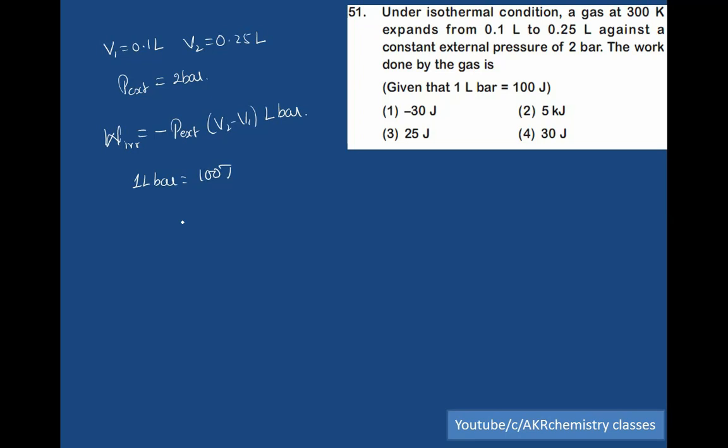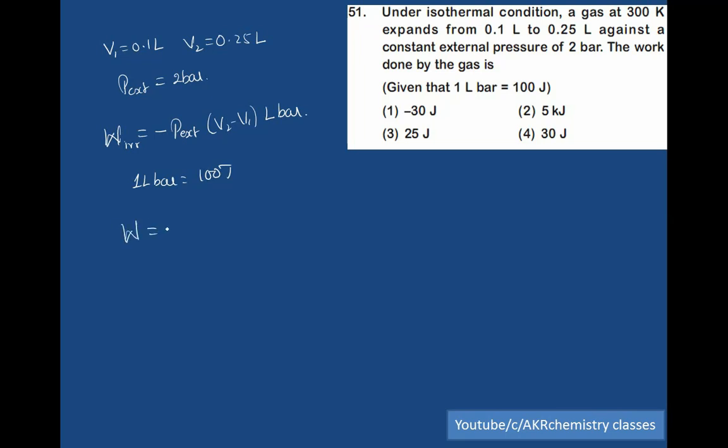Next question is, under isothermal condition a gas at 300 Kelvin expands from 0.1 liter to 0.25 liter, V1 0.1 liter, V2 0.25 liter, against a constant external pressure of 2 bar. Calculate work done by the gas. Work done is minus P external into change in volume, that is V2 minus V1, liter bar. This question is also taken from the NCERT book only. We will substitute here, and they are given 1 liter bar is equal to 100 joules.